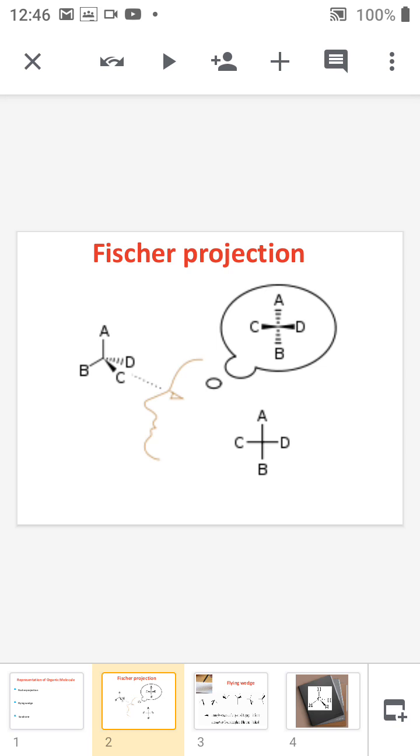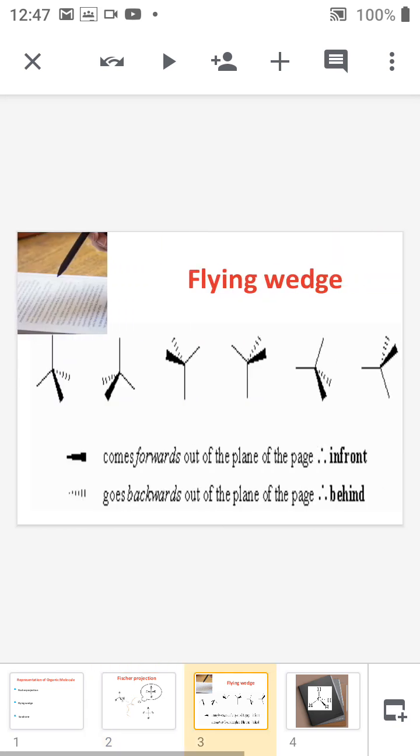This is the Fischer projection representation, and this is the simplest method of representing a three-dimensional molecule in two dimensions. But even then it has some limitations, because we cannot represent a larger molecule like this, and in a more complicated molecule we have some confusion about the position of the atoms. That's why we have another representation, that is the flying wedge.